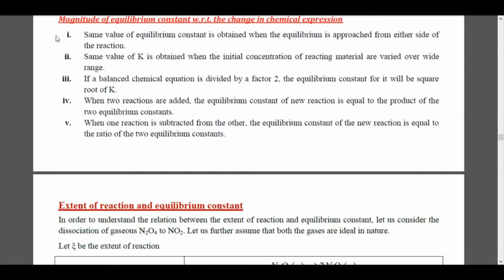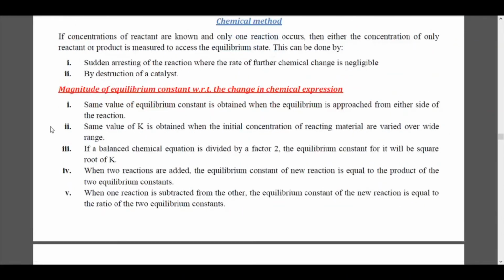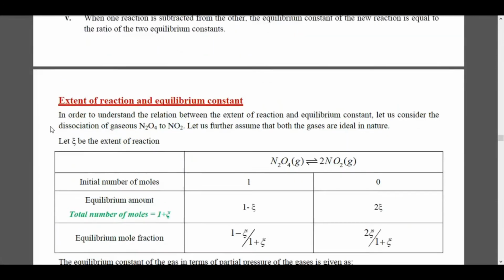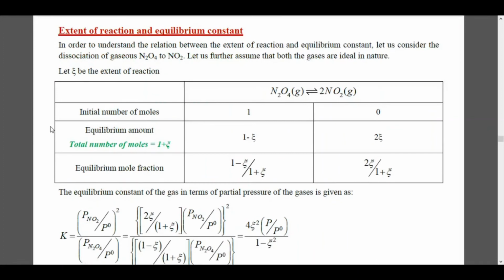All these properties can be verified from the mathematical expression of equilibrium constant we have discussed earlier. So I leave it open to the audience to verify it mathematically. Then we will discuss a concept called extent of reaction and equilibrium constant, how extent of reaction and equilibrium constant are related. In the last session also we discussed that extent of chemical reaction is expressed by a term called Xi. So extent of reaction is written by Xi.